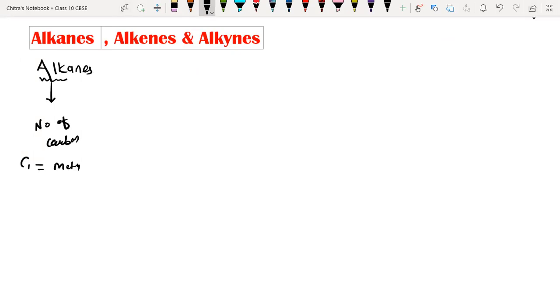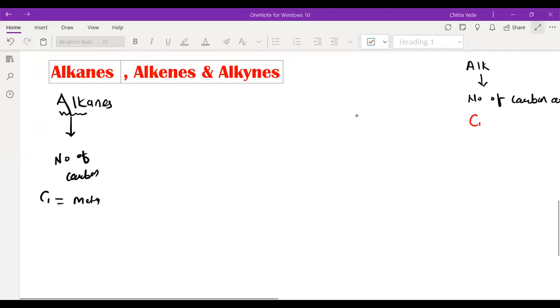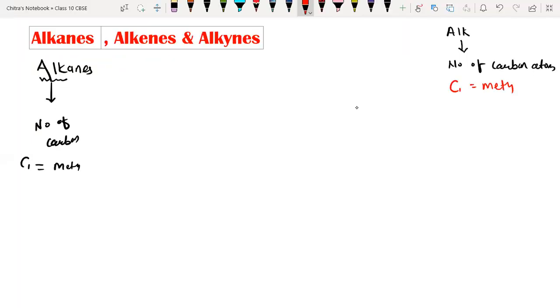Here I'm writing alk. Alk represents the number of carbon atoms. Suppose I'm just taking an example: if we have one carbon, for one carbon we use meth, M-E-T-H. If we have two carbon atoms, then we use eth. If we have three carbons, we use prop. If we have four carbons, then we have to use but.